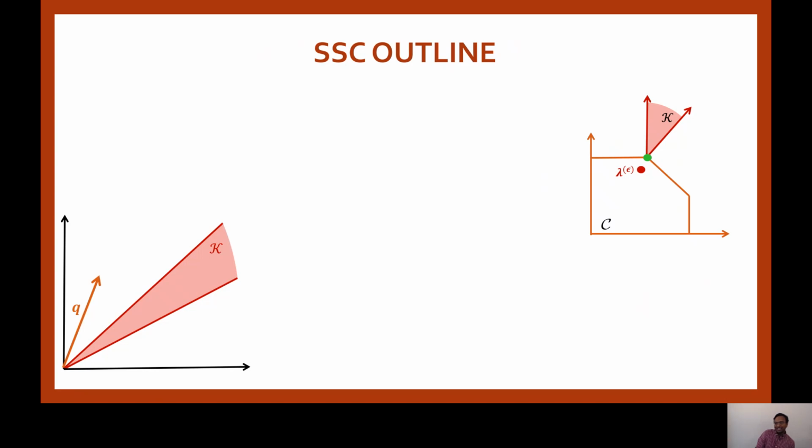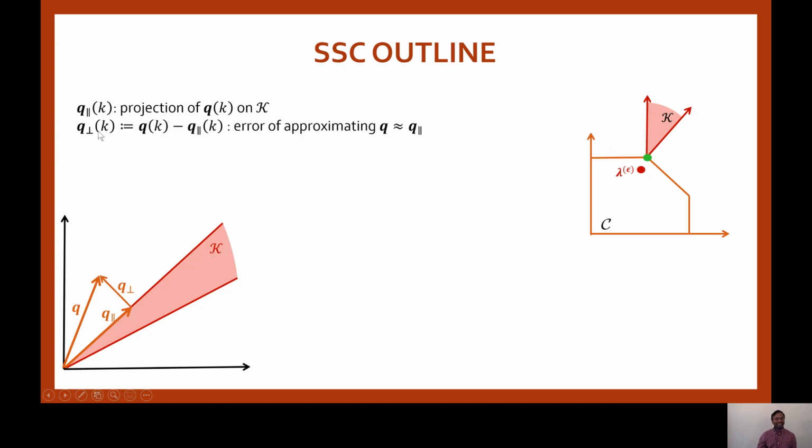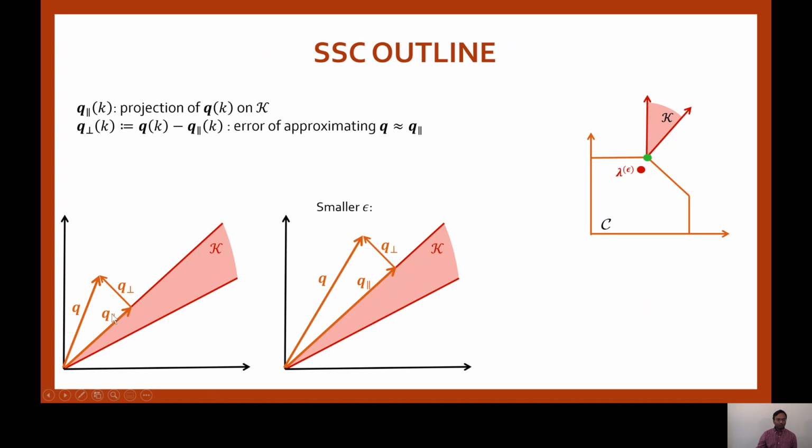How do we prove the state space collapse result? If I represent a cartoon of the cone simply like this in 2 dimensions, and if this is my Q length vector, which lives in n square dimensions, I can define the parallel component of this Q by projecting it onto the cone. And I can look at the error, which is defined to be the perpendicular component. So essentially, we want to show that Q is approximately equal to Q parallel.